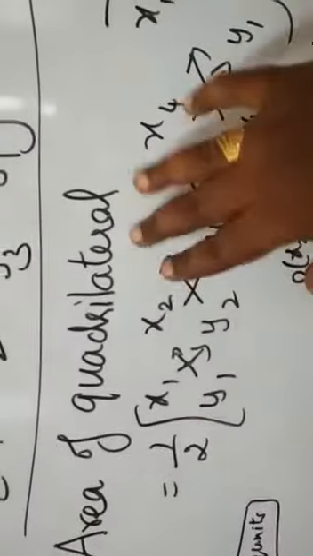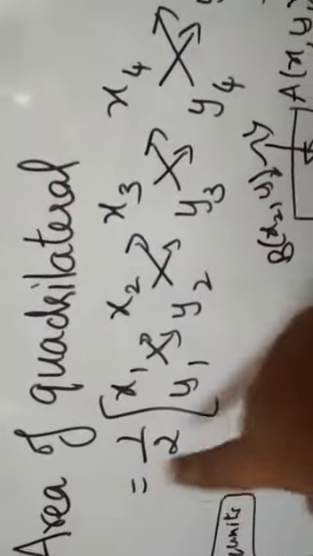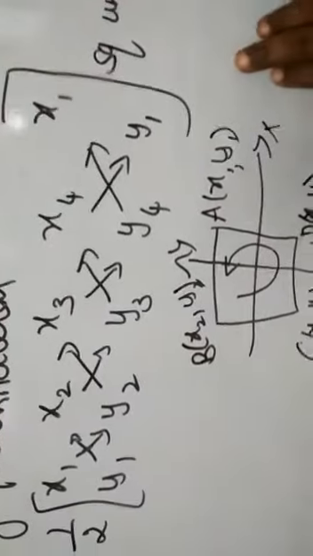Now, area of a quadrilateral, like a triangle, is half x1, y1, x2, y2, x3, y3, x4, y4. Again, the first point should be at the last, x1, y1, square units. The same way, half into downward arrow minus upward arrow. Okay, just know the concept. Next we will apply it in the problems.